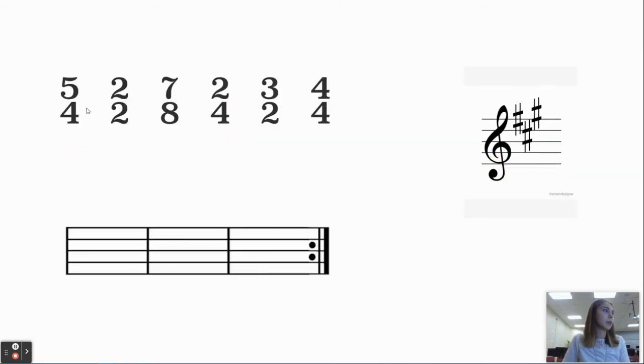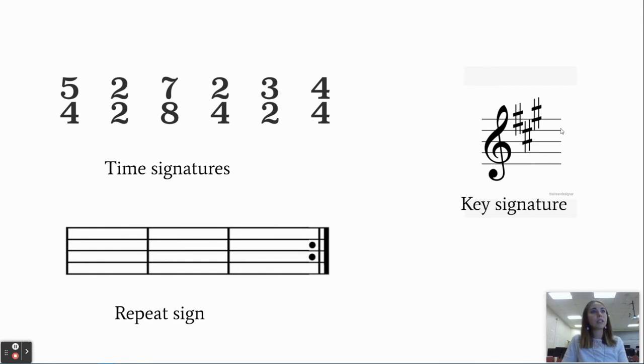And here's some other symbols that you might see in music. So these aren't fractions, these are time signatures. These are all examples of different time signatures. Then we have our repeat sign. Remember, repeat a section, repeat a song. And then this is our key signature. Sometimes there'll be sharps or flats or naturals in the key signature to show you which notes will be sharp or flat in a whole entire song.